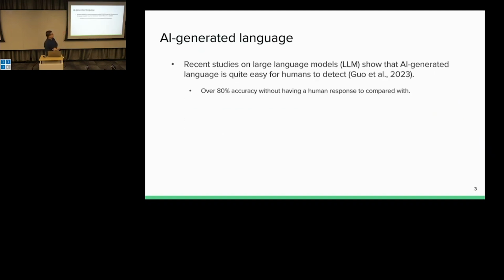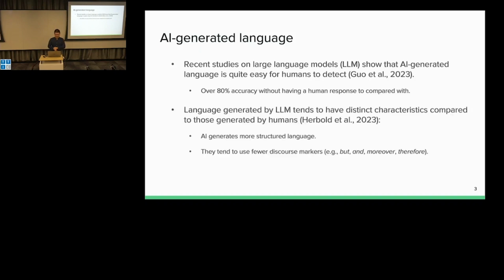Here's some more data that shows how humans are very good at differentiating between AI-generated language and human-generated language. In one study, if you just show humans a passage written by AI, over 80% of the time, the human will tell you that it's generated by an AI, not a human. There are also studies that look at the characteristics that differentiate human from machine-generated language. Here are a few examples: the AI tends to use more structured language compared to humans, and tends to use fewer discourse markers like "but" and "moreover".